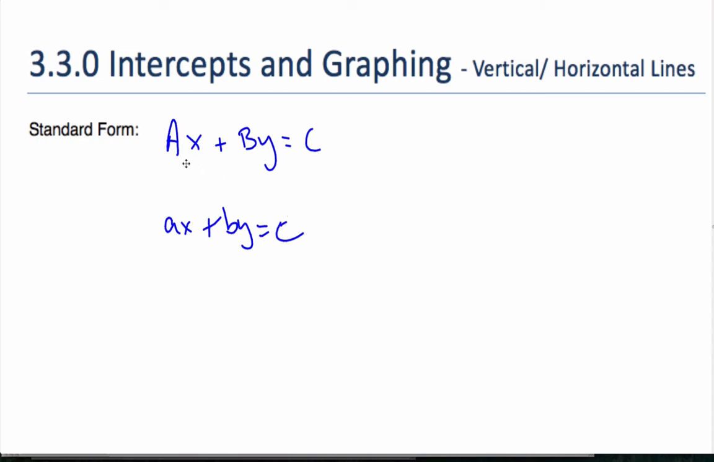But one thing that's got to be true is the a's, the b's, and the c's. So a, b, and c must belong to the integers. So they have to be integers, no fractions, no decimals. They have to be nice whole numbers. And even better, try and make a positive so that we don't ever lose the negative sign. So that's standard form. But there are some key questions to consider in graphing lines.